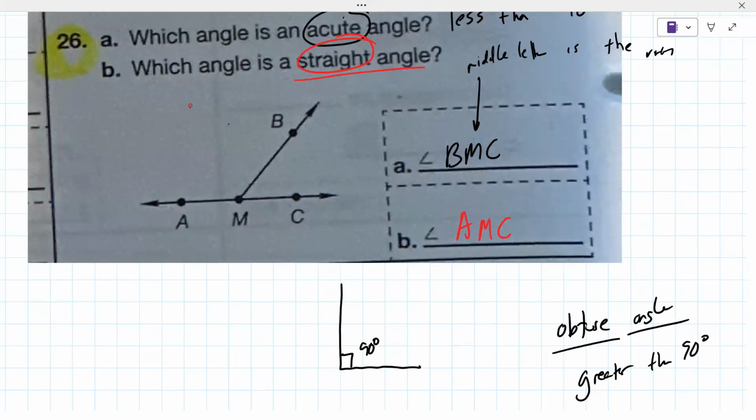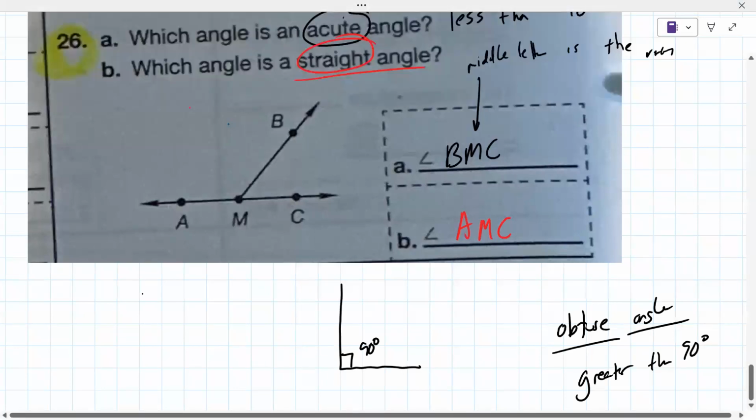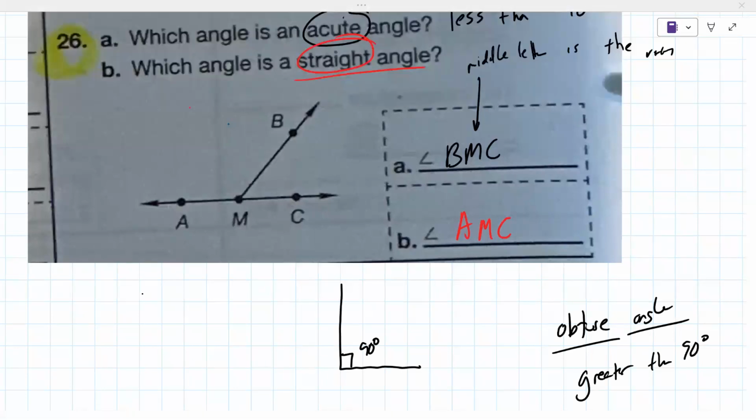Any questions on that? No. All right, so 20. These are more definitions. The ones we just did, you're going to want to remember those somehow. But let's take a look at the next question, 27.